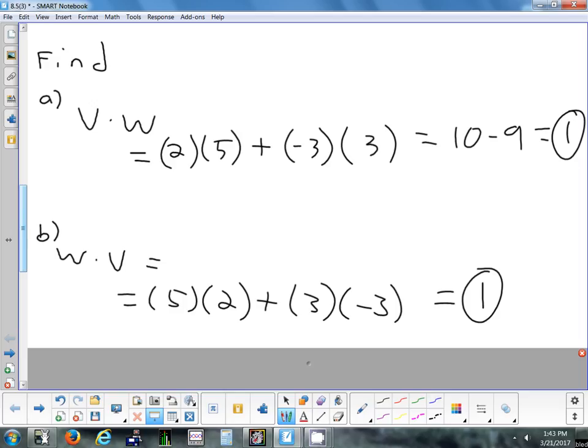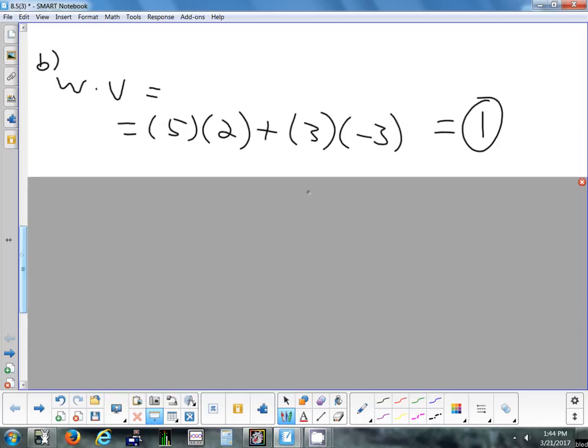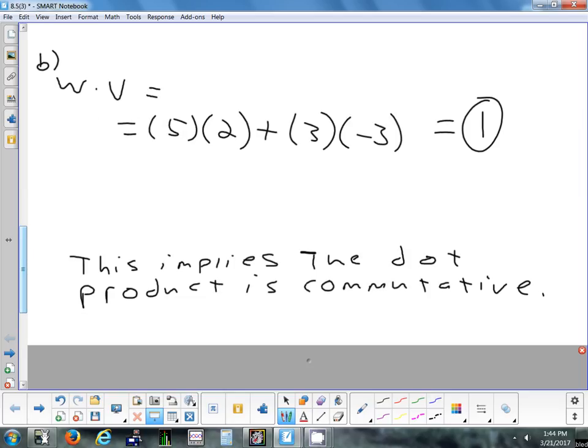Symmetric? Not symmetric. That's a good guess, because that is a property we do use a lot, and that does involve switching things, but this one's a little different. Commutative. So this doesn't prove it, but it implies that the dot product is commutative, and it is. So when you do a dot product, you can switch the order, and you'll get the same answer.